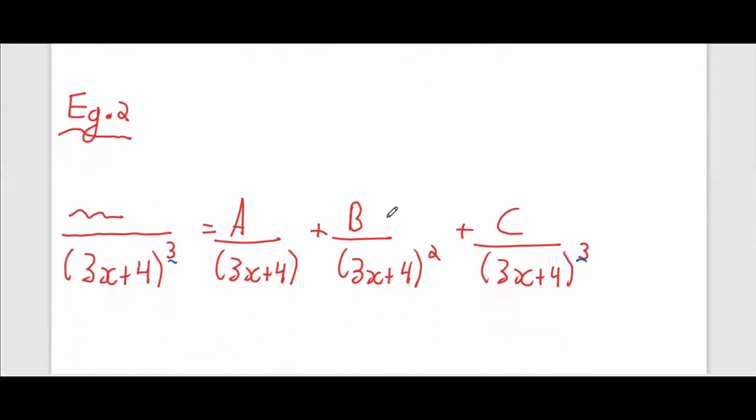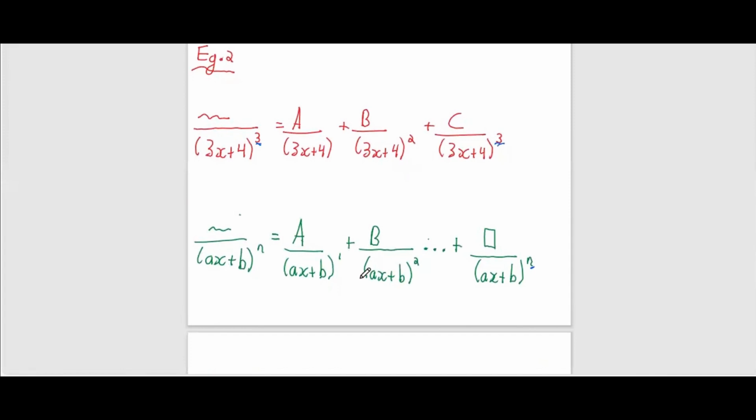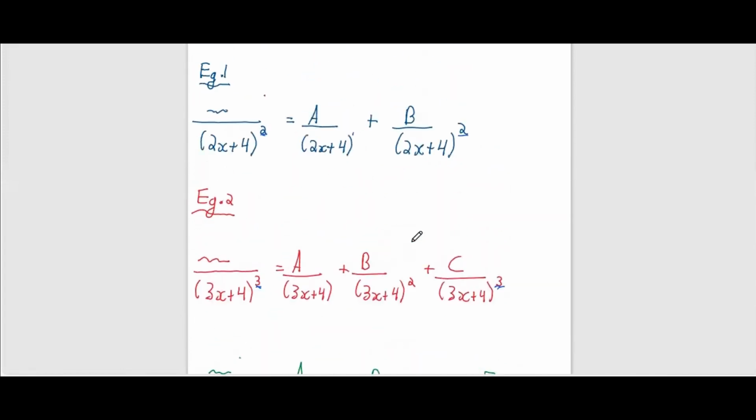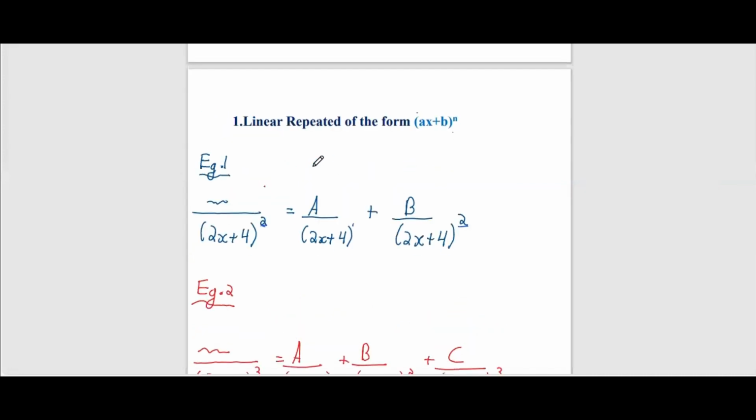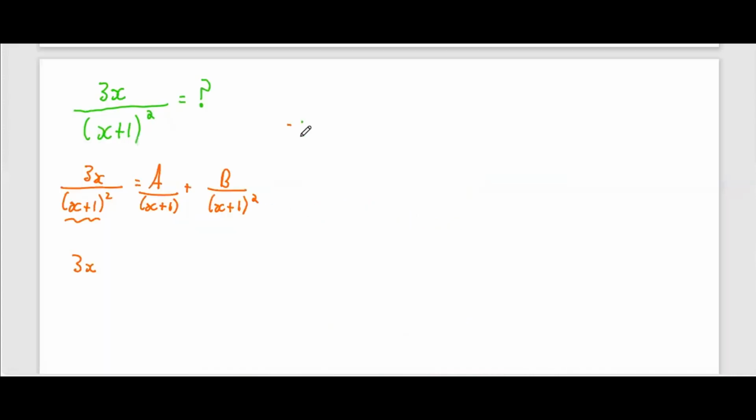And then if you have, say, 3, we start at 1: A over 3x plus 4 to the power 1, plus B over 3x plus 4 to the power 2, and plus C over 3x plus 4 to the power 3. You always stop at that. Yeah, and that is the linear repeated. This is the general form, increasing from 1 up to the n, and that is linear, so the numerator will be a constant, right? Let's remember that.